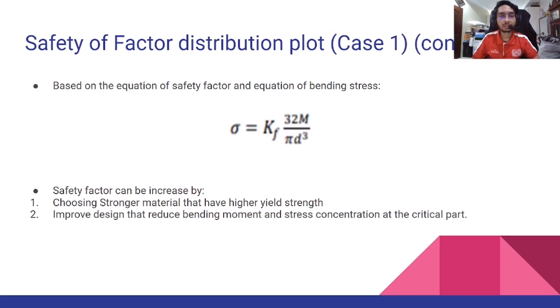After doing the analysis based on the results that we get from SolidWorks, we come up with two points to increase the safety factor of the frame. The first point is choosing a stronger material that has higher yield strength. And the second point is improving the design by considering the dimensions of the frame so that it can reduce the bending moment stress and also the stress concentration factor at the critical part, which in this case is at the welded part.